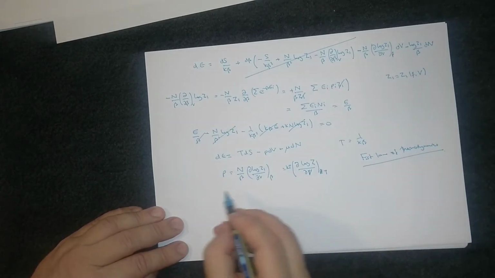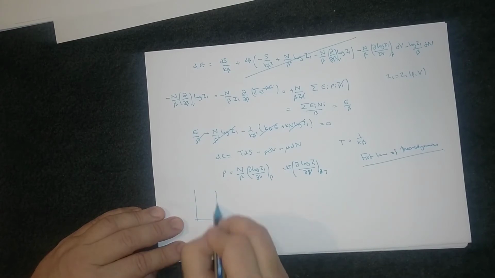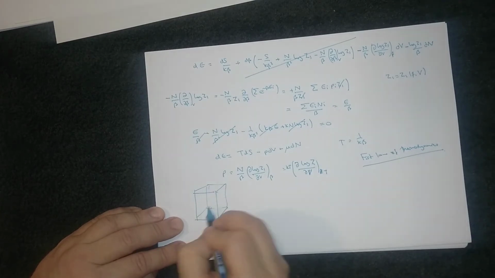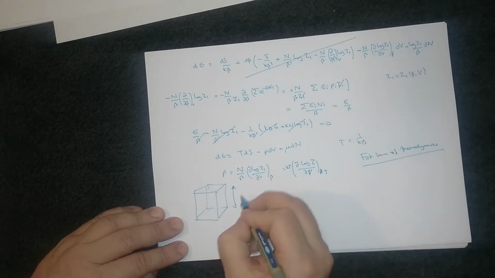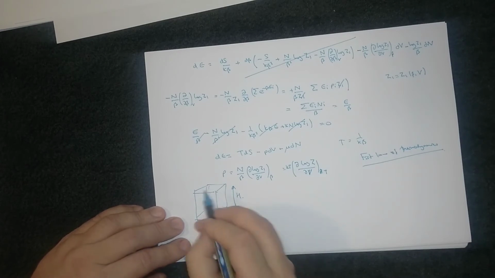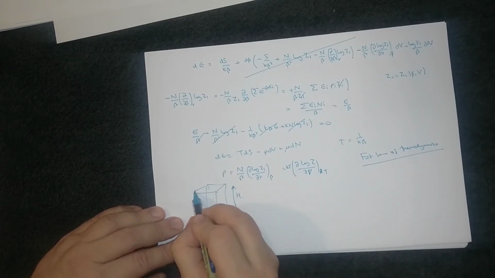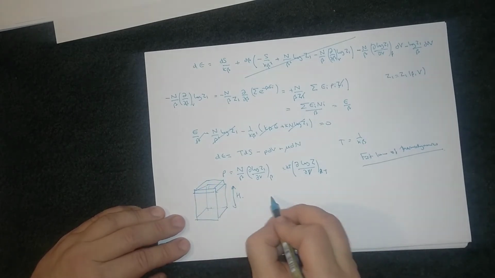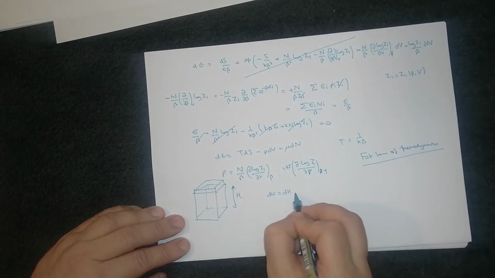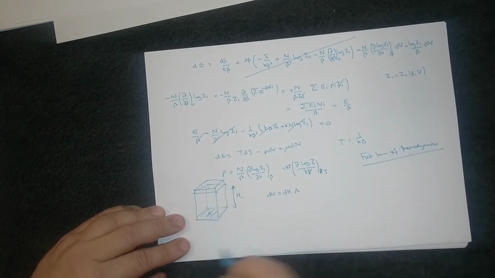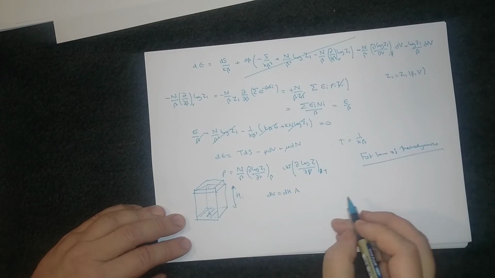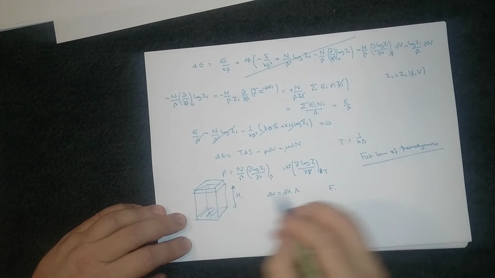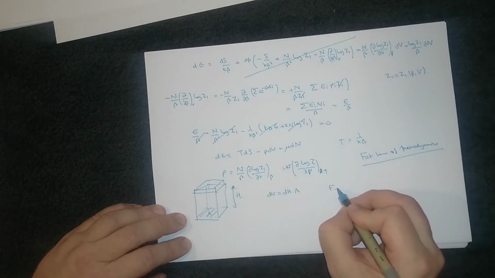From this expression, if we were to take, say, a box of height h and allow the box to move by an amount dh, so dV is dh times A, where A is the cross-sectional area. The amount of work the gas does on this is given by the force times the distance travelled, which is dh.